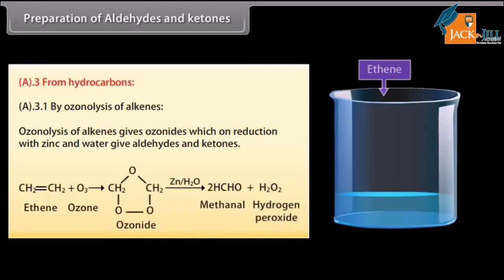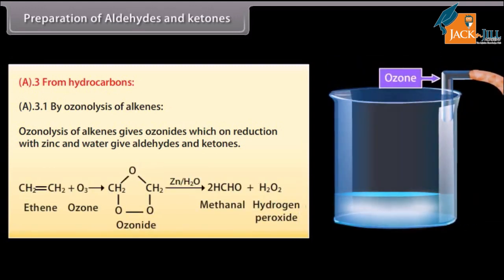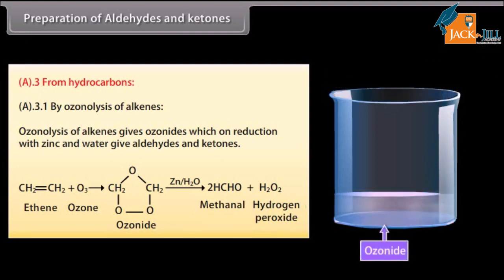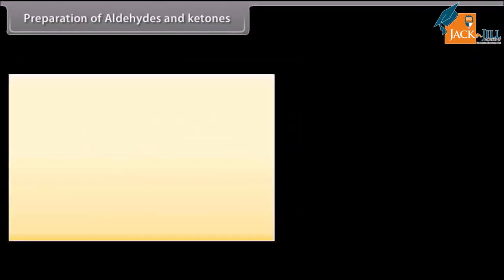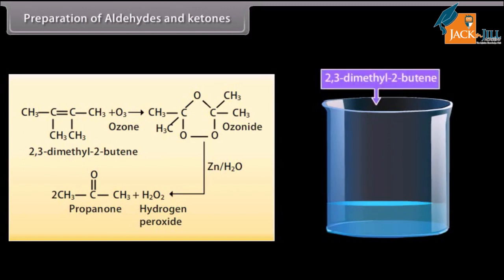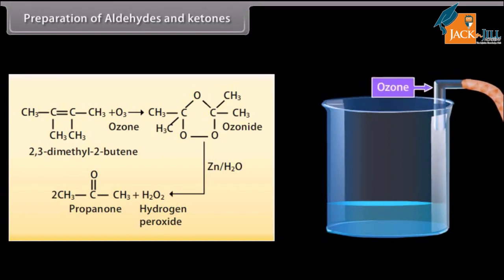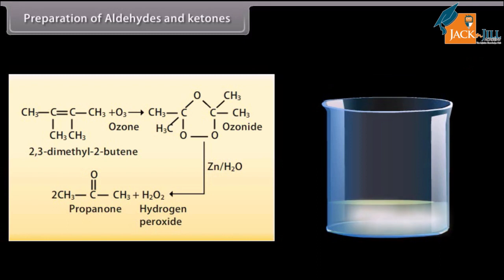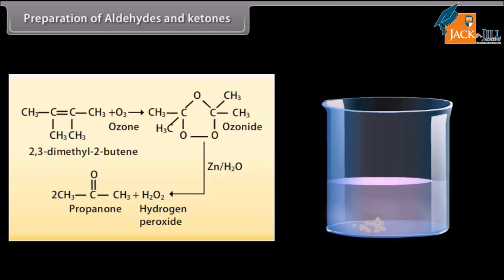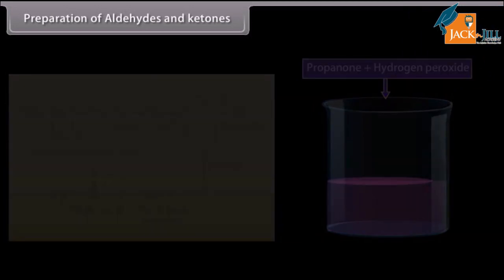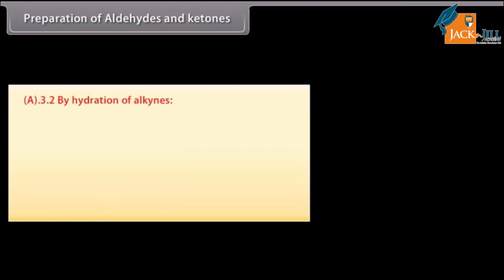Ozone gas reacts with ethene and forms an intermediate, that is, ozonide, which, when treated with zinc and water, forms methanal and hydrogen peroxide. Ozone gas reacts with 2,3-dimethyl-2-butene and forms an ozonide, which with zinc and water forms propanone and hydrogen peroxide. By hydration of alkynes.